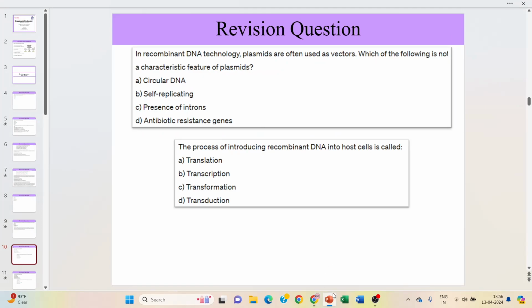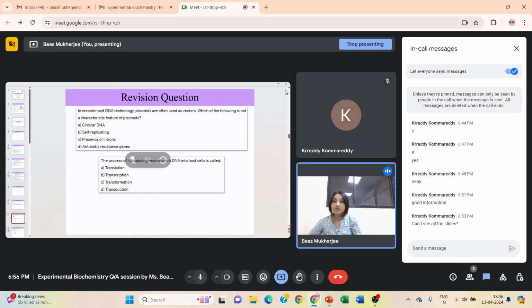For the next two questions, we have, which is not a characteristic of the plasmids, right? So plasmids, we know they are definitely circular DNA, they are definitely self-replicating, they have this ori site, but then we have never heard of any plasmid having introns, right? So definitely presence of introns is not a required property to be a vector, right? And antibiotic resistance gene, this is a selectable marker and you definitely need it.